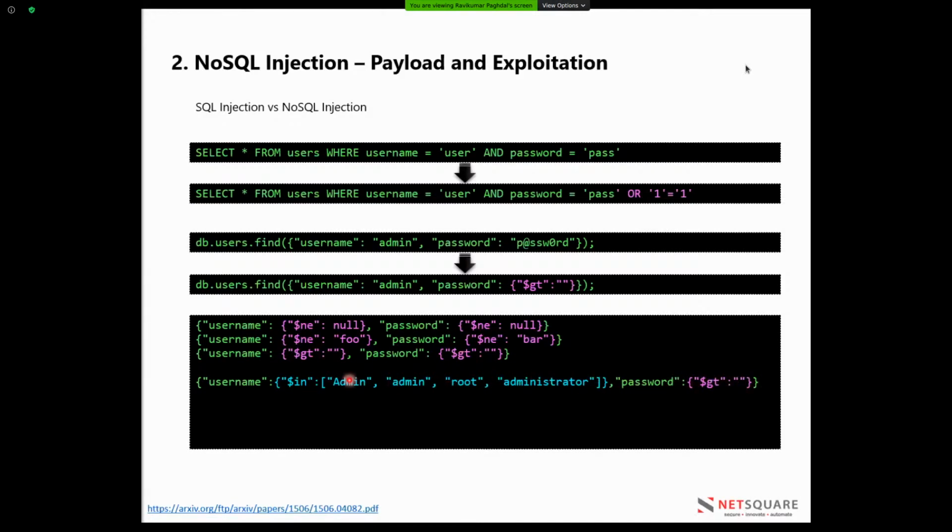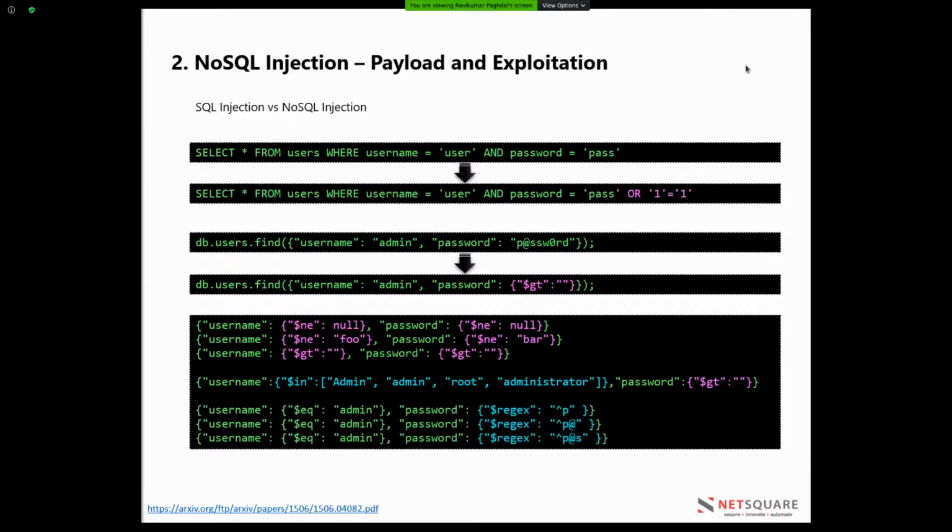So once you're not able to log in with the admin user, you can use the $in operator with a number of users. If the user exists, you can log in to the application. And if you want to match something, like a password that starts with p, or starts with the first two characters, like p@, you can enumerate in this manner using the $regex syntax. Okay, let's move to the next.